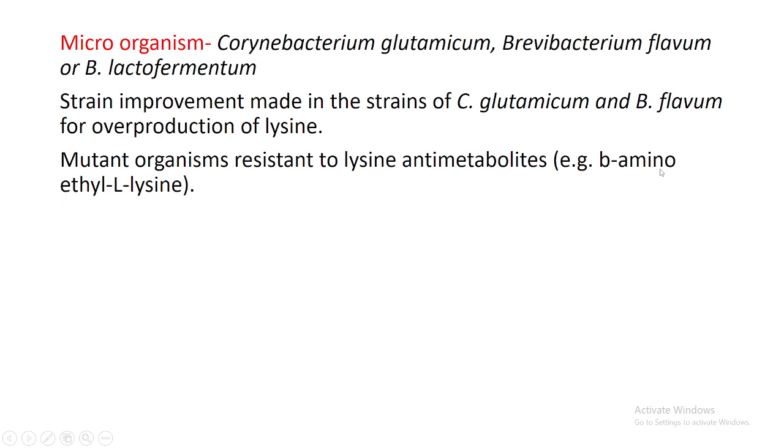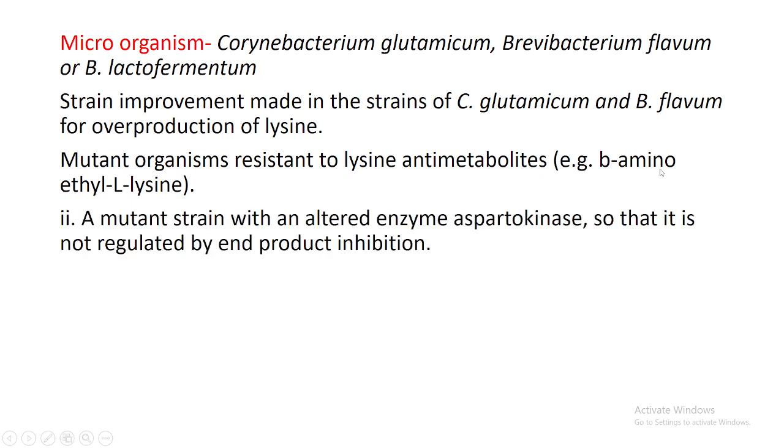Induced mutation and mutant selection had been done. So mutant organisms were selected such that they are resistant to the lysine antimetabolite beta amino ethyl L-lysine. These lysine antimetabolite resistant organisms are shown to have higher productivity for the lysine amino acid. The mutant strain with altered enzyme aspartokinase was selected so that it is not regulated by the end product inhibition. So there is no inhibition, so the pathway keeps on continuing.